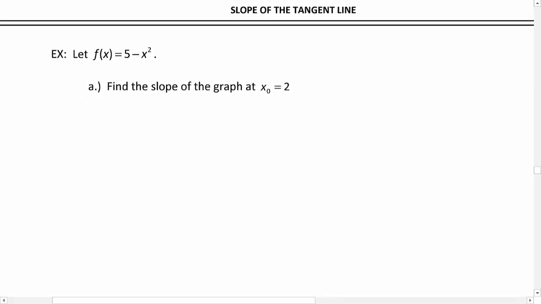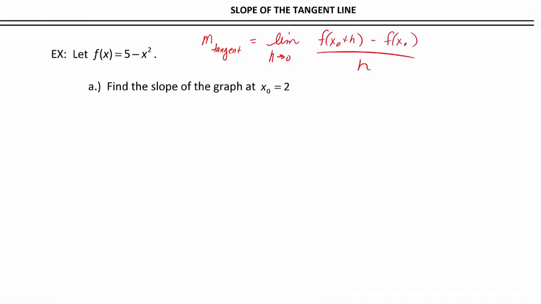So we found the slope of this function's secant line at x sub 0 equal to 2 when h was equal to 1, but now we want to find the slope of the graph at x sub 0 equals 2. To find the slope of the graph, we need to find the slope of the tangent line, and the slope of our tangent line is our derivative. So the slope of our tangent, we're using the limit as h approaches 0 of f of x sub 0 plus h minus f of x sub 0 all over h.